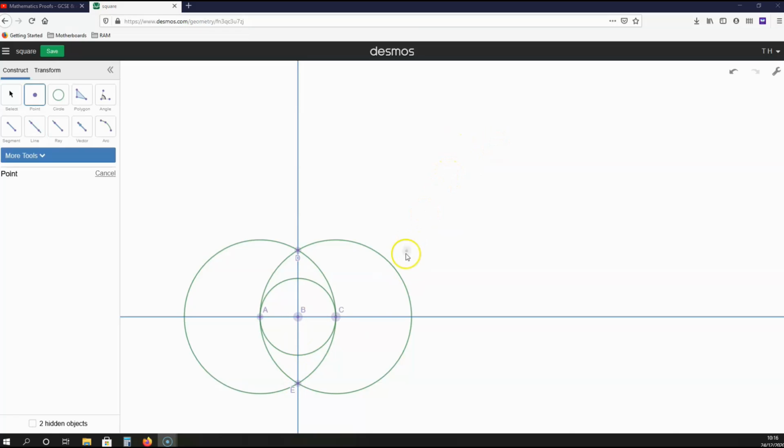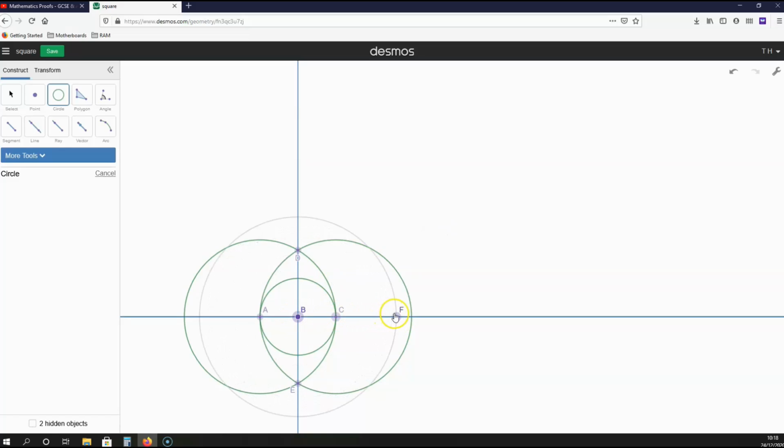The next step is to leave a point on this line over here. From B to your new point, that is going to be the length of your square, okay? And let us name this point over here F. Now from the center B, create another circle. This circle is going to have the radius BF, okay?